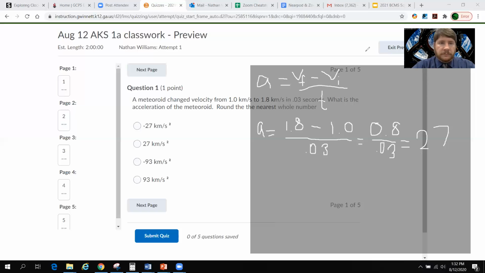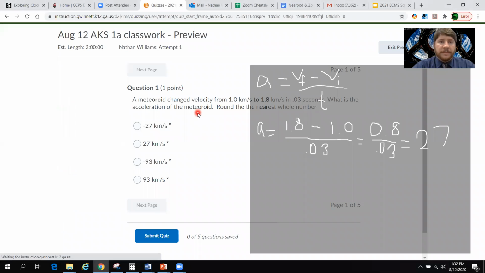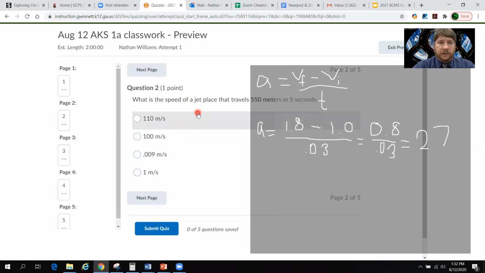All right, I'm going to go to the next page. We're going to do one more problem together. Now, by the way, do make sure you select your answer before you move on to the next question. I'm not doing that just because I don't actually need to take this right now. But anyhow.